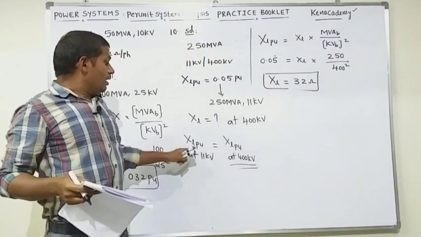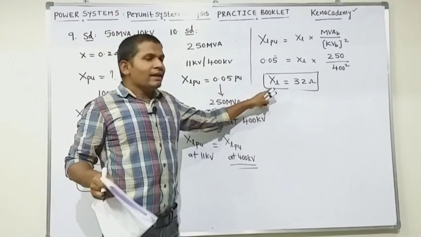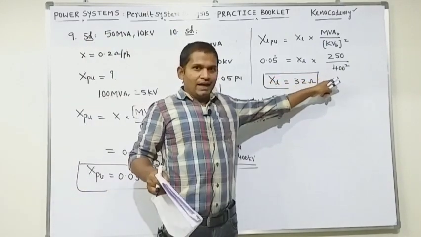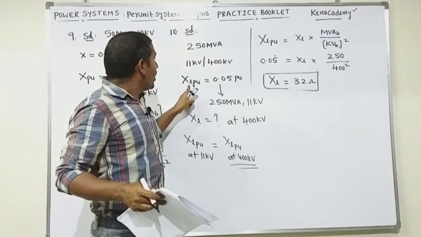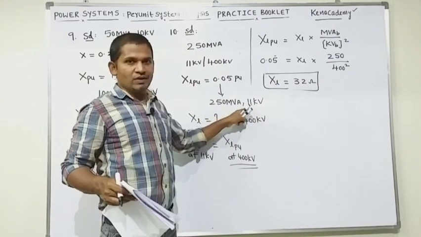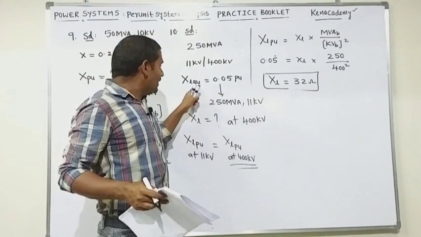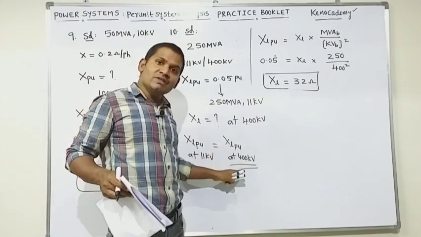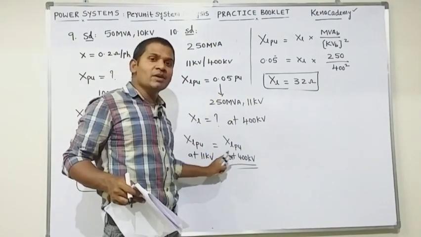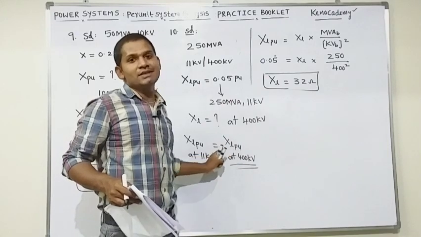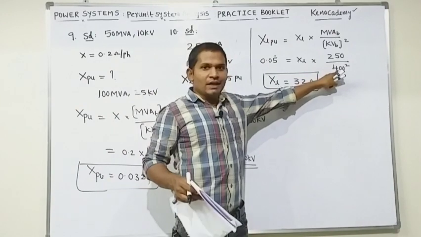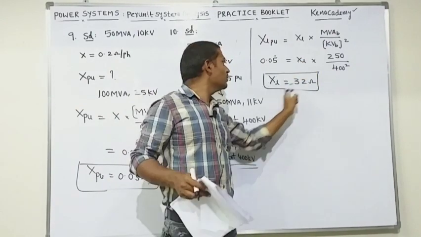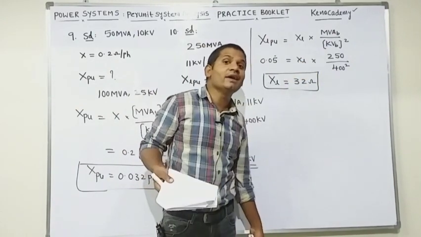Clear? You want to calculate the leakage reactance at the 400 kV side, but the given value is the per unit leakage reactance at the 11 kV side. But the per unit leakage reactance at the 400 kV side is also the same, because in the per unit system the reactance is the same at both sides. Clear? Use this data, substitute 400 kV here, you know the MVA base, then you can get the leakage reactance at the 400 kV side.